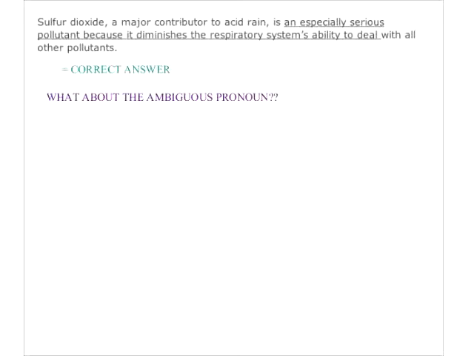Because technically it is an ambiguous pronoun. I mean, we don't know, technically speaking, if it's sulfur dioxide or if it's acid rain. Another super, super major point here is this. Cause of lots of pain and anguish on the forums and elsewhere. Pronoun ambiguity is not necessarily an error.